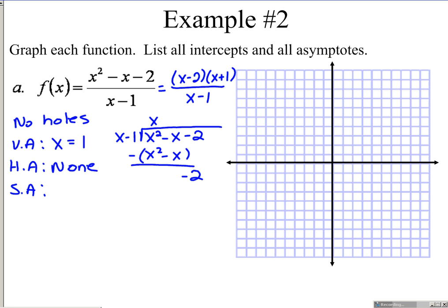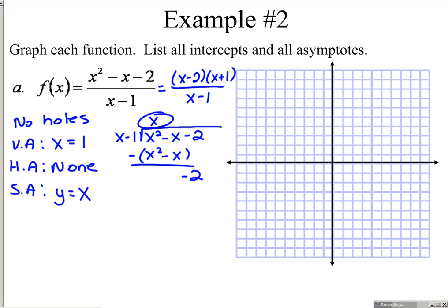Once you get to a remainder, when you are identifying a slant asymptote, you are done. The remainder means nothing. You are looking only at how many times the denominator divides evenly into the numerator. In this case, it went in x times. So our asymptote is going to be y equals x.